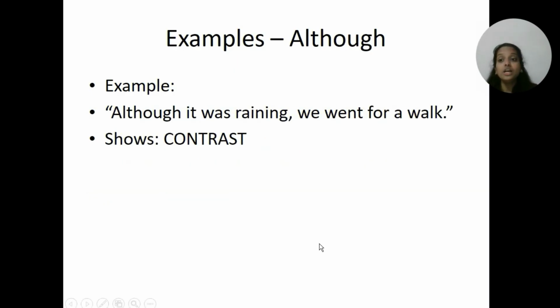Then the next one is although. Although it was raining, we went for a walk. So this sentence, if you see, shows contrast. Although it was raining, this is a dependent clause. We went for a walk, independent clause.